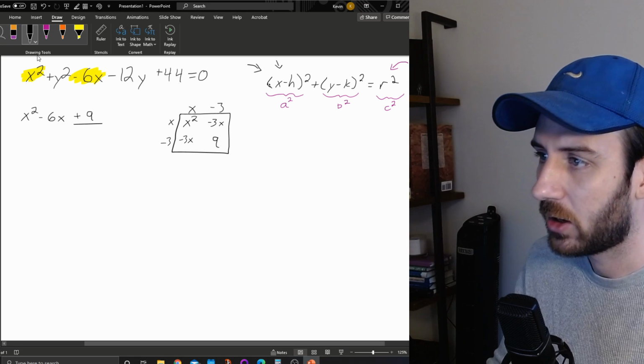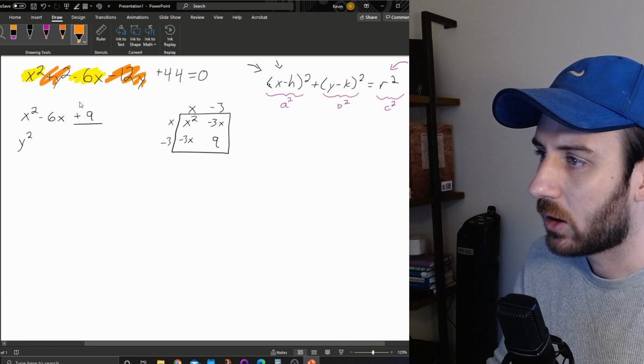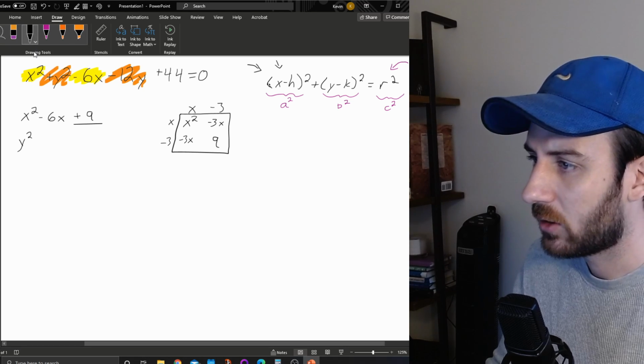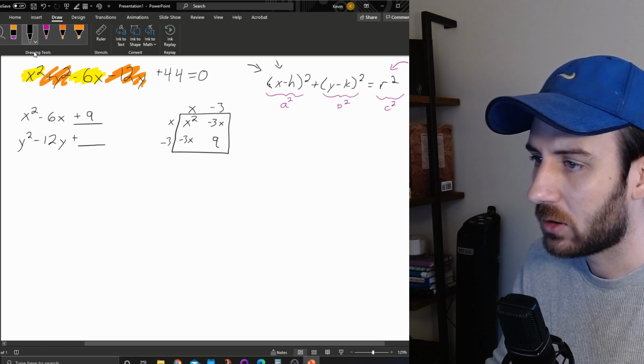Okay, so I'm missing a plus 9. What about the y squared? Let's see. From the top, I've got a negative 12y, and I've got a y squared. So we could write that down here, y squared minus 12y. And I need to find some way to complete that square.